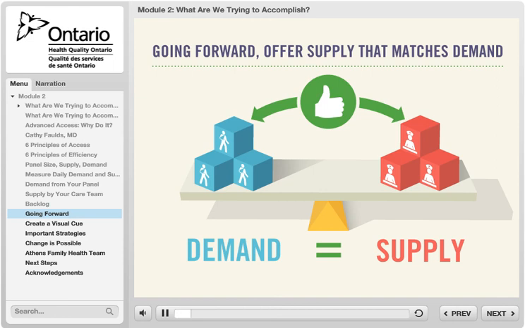Going forward, you're going to want to offer supply that matches demand. Once that balance has been found, it will be possible to assess the ratio of pre-booked to open appointments that is required to meet daily demand. Tracking daily demand, supply, and activity data, or DSA data, will help you understand the ratio of pre-booked to open appointments needed to meet daily demand in relation to supply.